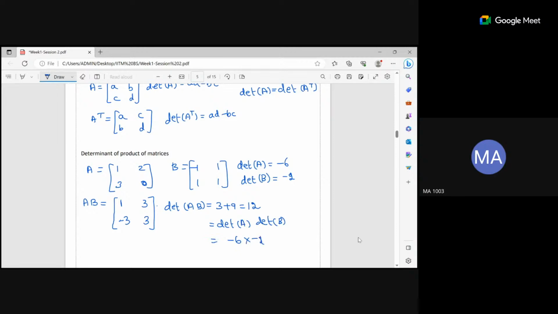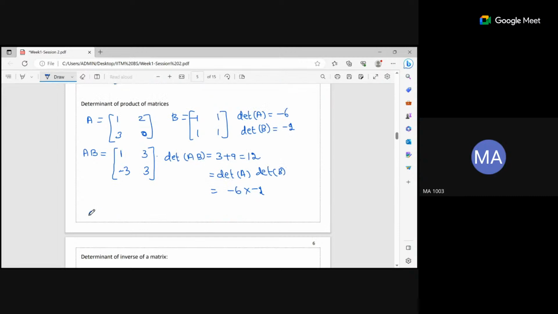Correct? So in general, for any two matrices which are compatible for multiplication, you have determinant of AB equal to determinant of A into determinant of B. Alright, so this is the property when you have a product of matrices.